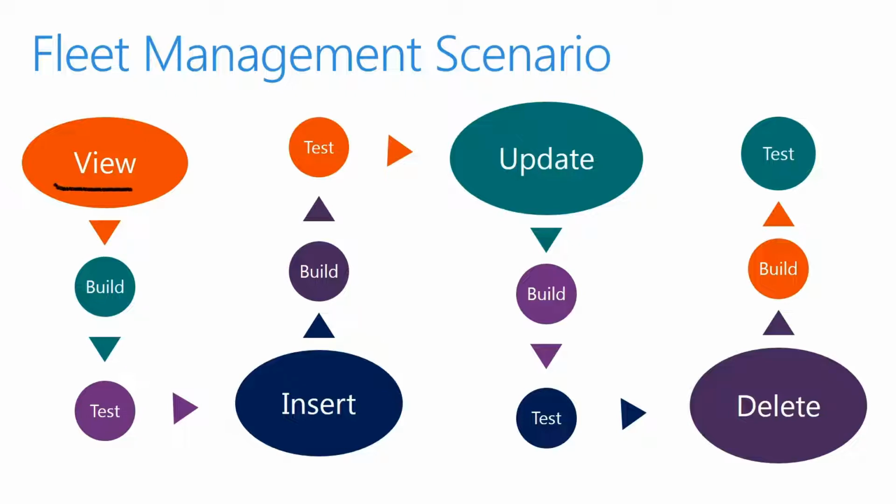So first, we can take a look and view the records. We can build and test. We can then go ahead and write an insert line of code or block of code, build and test that, and then continue to update, and then we'll go ahead and perform a deletion.